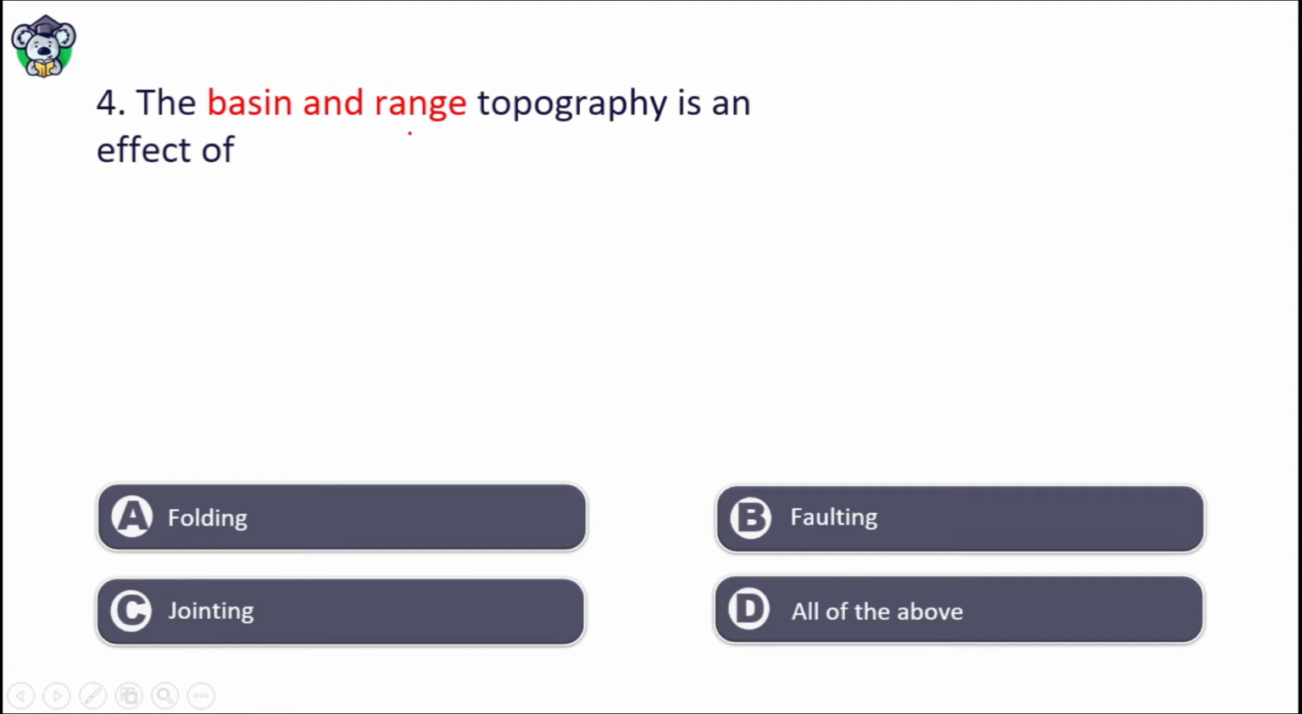The basin and range topography is an effect of folding, faulting, jointing, or all of the above. The right option is option B, that is faulting. How is basin and range topography made? By the faulting process, horst and graben structure.